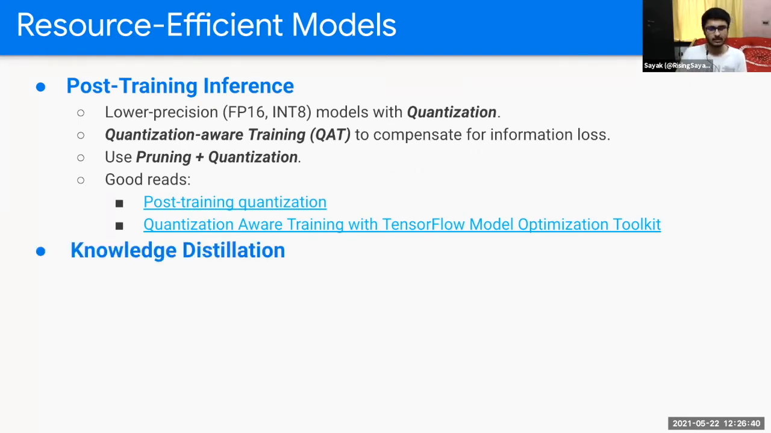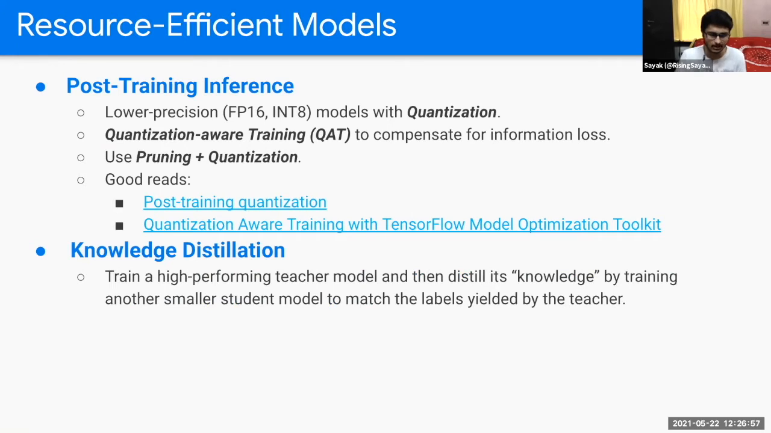So another very relevant topic in the area of resource efficient models is knowledge distillation, and it's been around for quite some time now. It was popularized by Geoffrey Hinton and a team of other Google Brain researchers around 2015. So the basic idea is we first need to train a very high performing teacher model, then distill its so-called dark knowledge, or just knowledge, by training another smaller student model to match the labels yielded by the teacher.